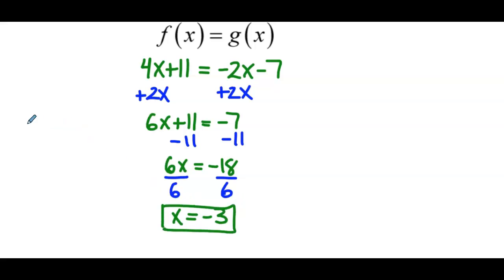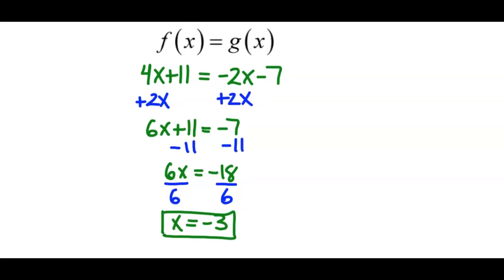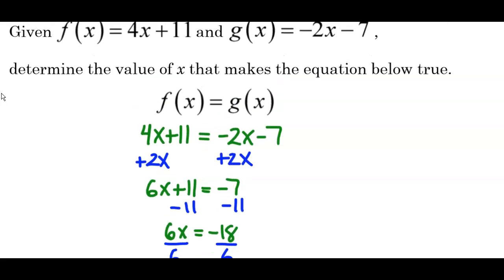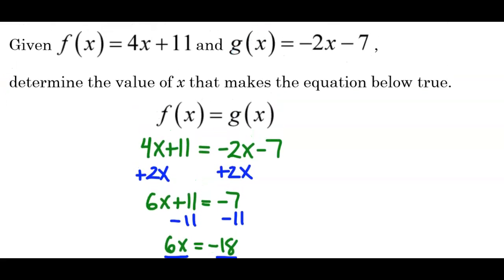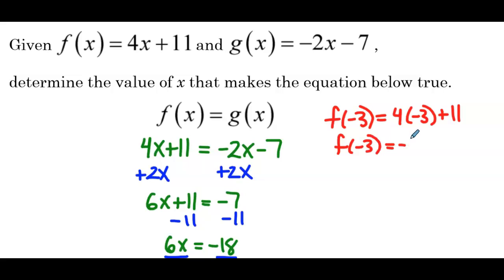So if we input negative 3 into either f of x or g of x, we will get the same output. Now let's confirm that that's true. Practice evaluating functions. So let's evaluate f of negative 3. If our input is negative 3, we're going to substitute negative 3 in for x. So 4 times negative 3 plus 11. So f of negative 3 is equal to negative 12 plus 11. F of negative 3 equals negative 1.